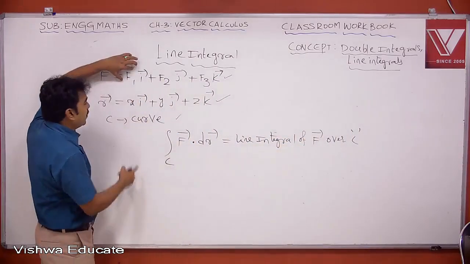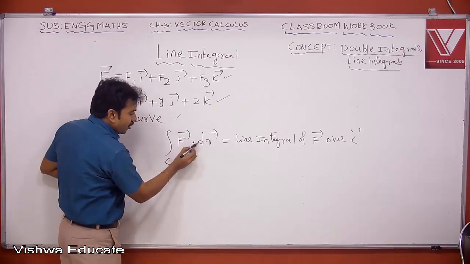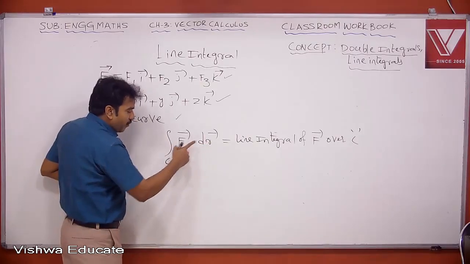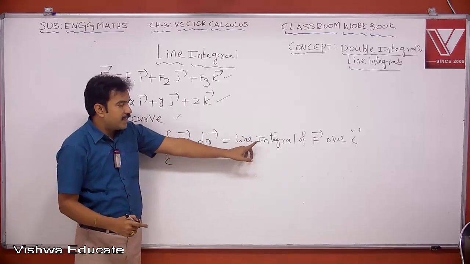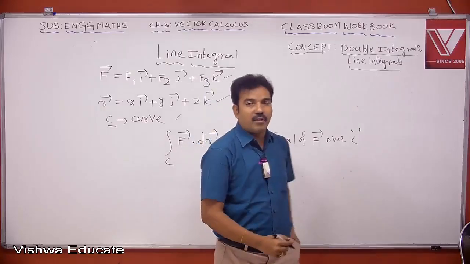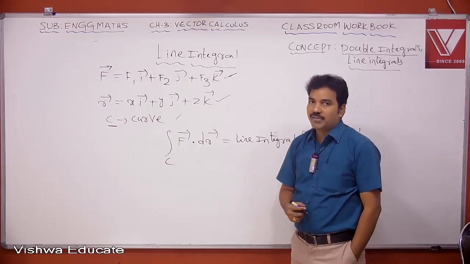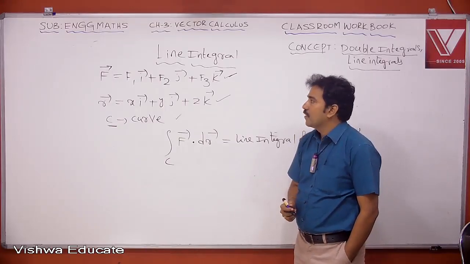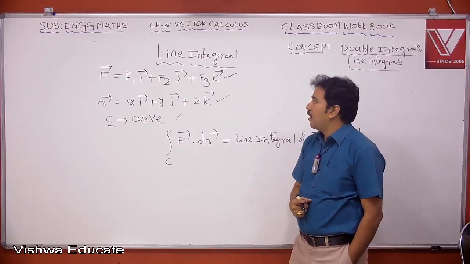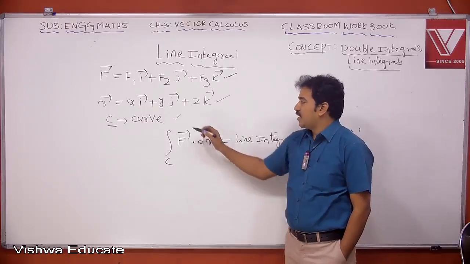This is my general vector, standard position vector, and C is any curve. So in that case, integral f bar dot dr bar over C, this is nothing but line integral of f bar over C. Okay, note this point. Let f bar equal to f1 i bar plus f2 j bar plus f3 k bar be any vector and C be any curve.